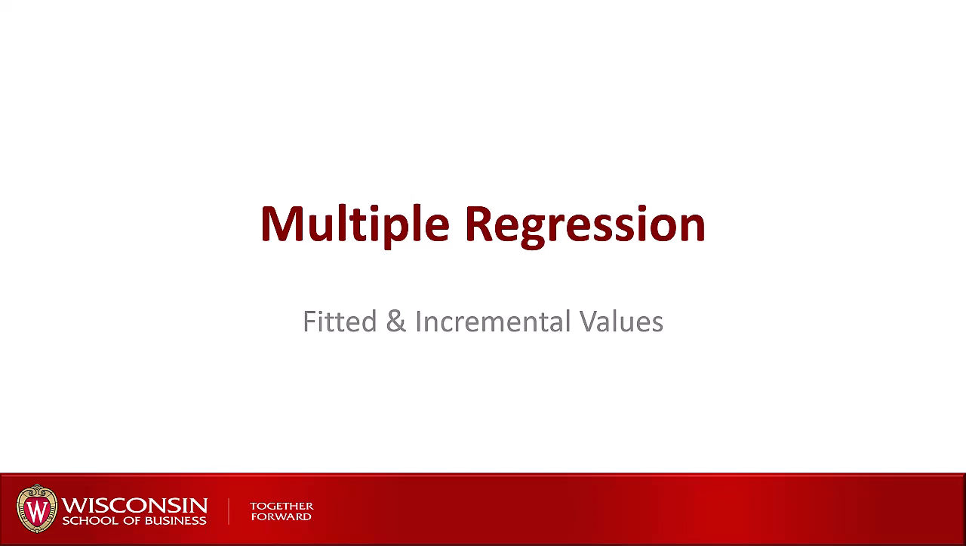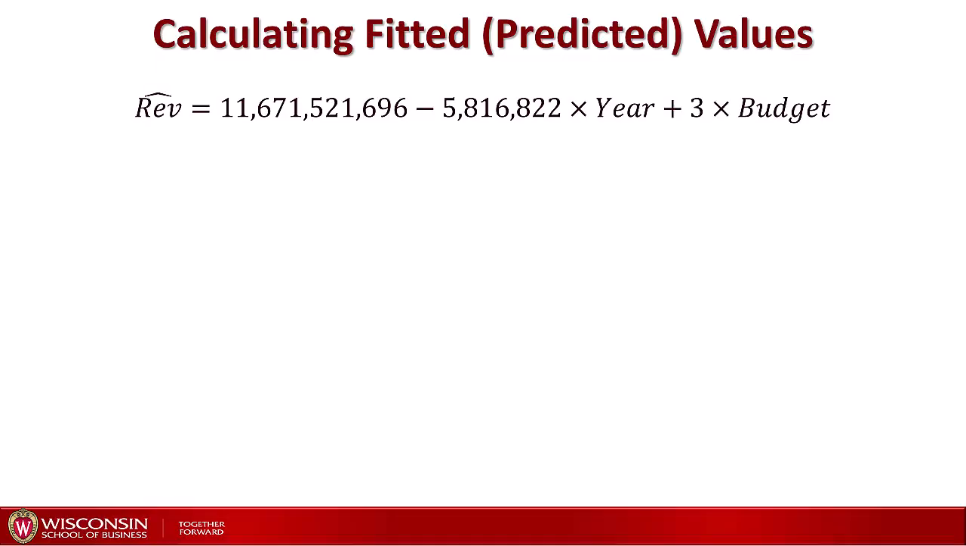In this video, we are going to take the regression equation from the previous video, in which we predicted the expected film revenues using the film's budget and the year of release. And we are going to calculate first the fitted values for the revenue given a set of explanatory variables, as well as incremental values. So how much is revenue expected to change for a given change in one or both of the explanatory variables?